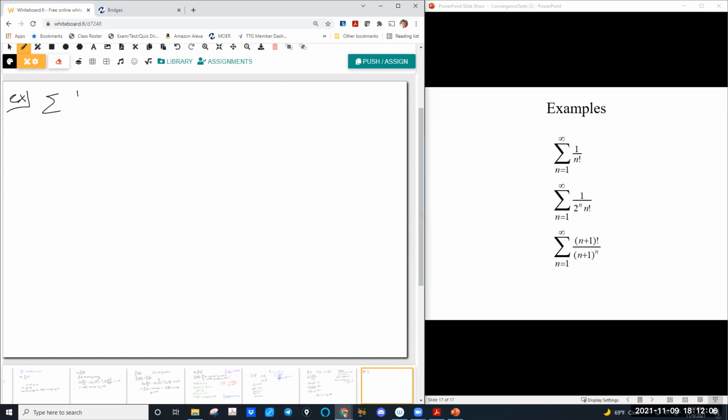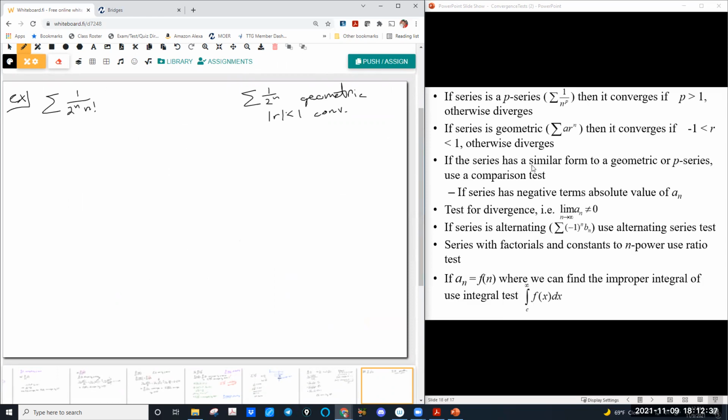So we have the series of 1 over 2 to the n factorial. All right, so this has a combination. The 2 to the n, if it were just 1 over 2 to the n, that is geometric, and it's got a common ratio of 1/2, so it converges. All right, but we have that extra n factorial. So that's where the ratio test comes in.